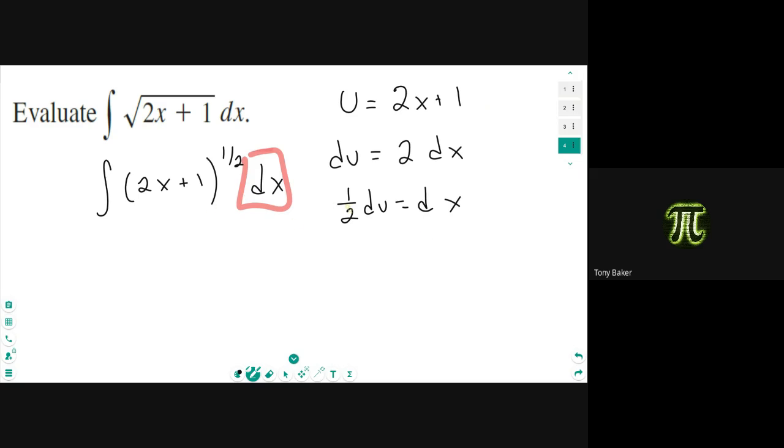So now I'm going to replace. So I have the integral of u to the 1/2, and then this becomes 1/2 du. So that becomes that.